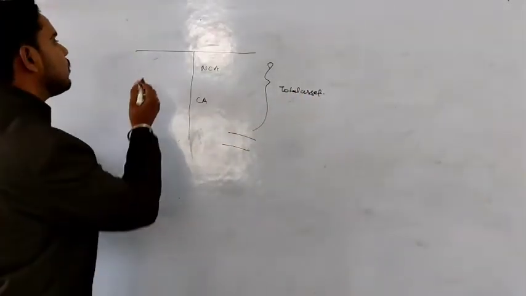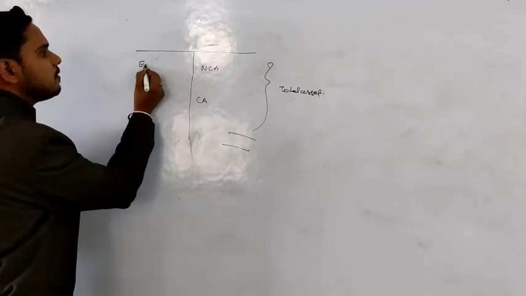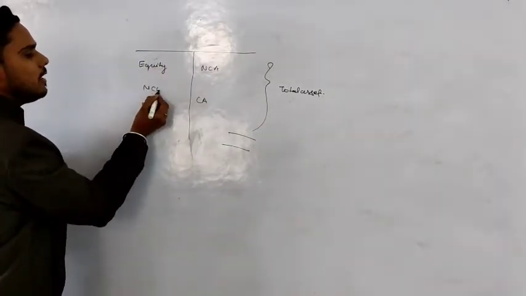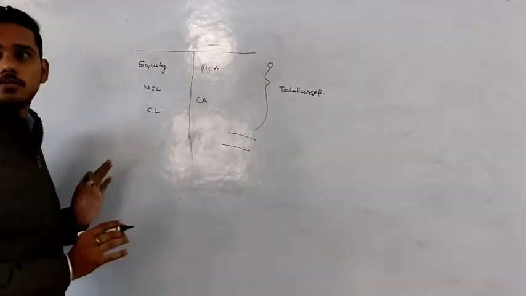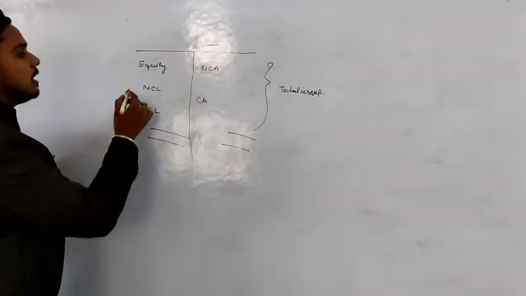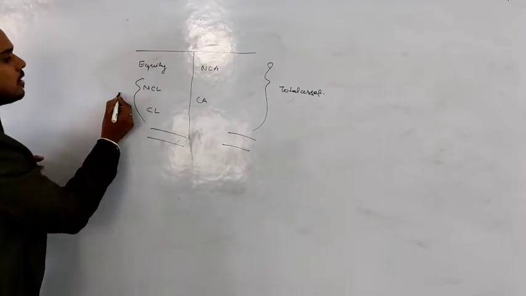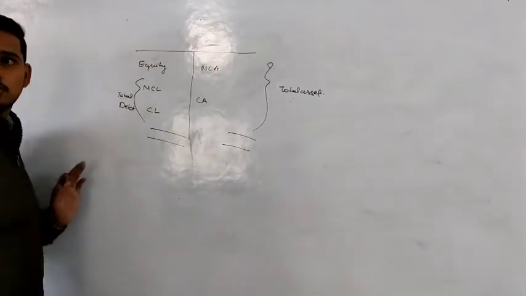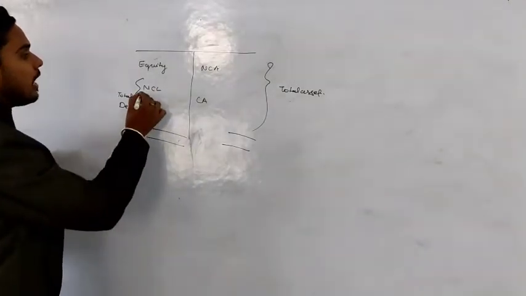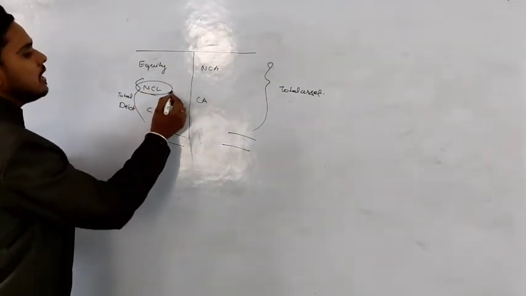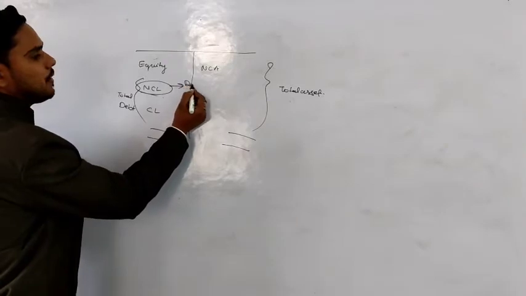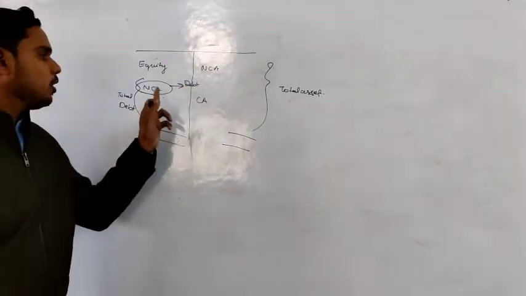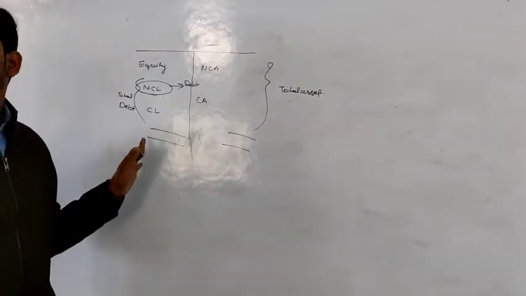Right? Here we write what, sir? Here we write equity, non-current liability, current liability. Okay? Two things. This is known as total debt. But non-current liability alone is known as debt. So non-current liability is debt, and non-current plus current liability is total debt.